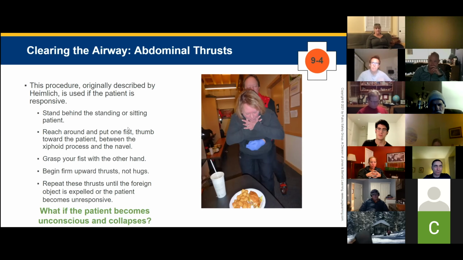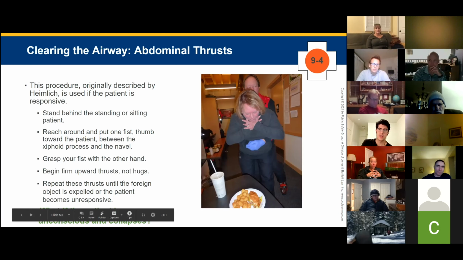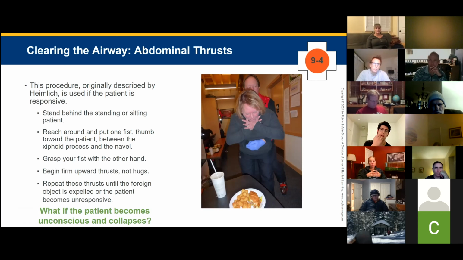Yep, fair enough. If the patient becomes unconscious, they collapse, now they're down on the ground supine, you're going to basically enter the CPR algorithm. You can quickly take a look in the mouth to see if you can see anything obstructing. It's unlikely, because that's far enough down that you probably will not see it. If it's a really big obstruction, maybe you will, and you can do a finger sweep and pull it out. Less likely though. What you're really gonna start doing is CPR, so you're gonna start compressions and breathing.